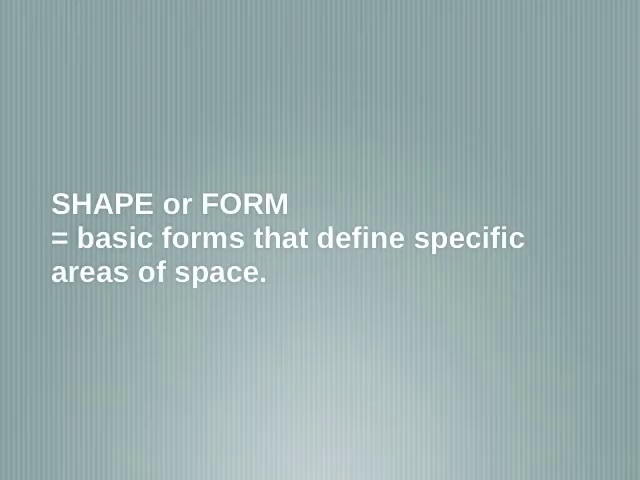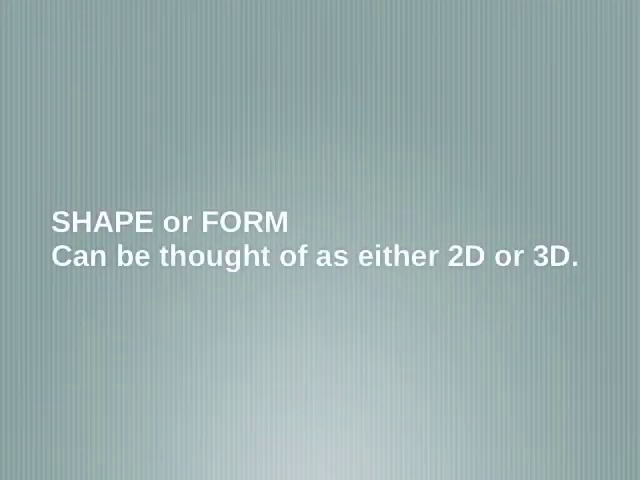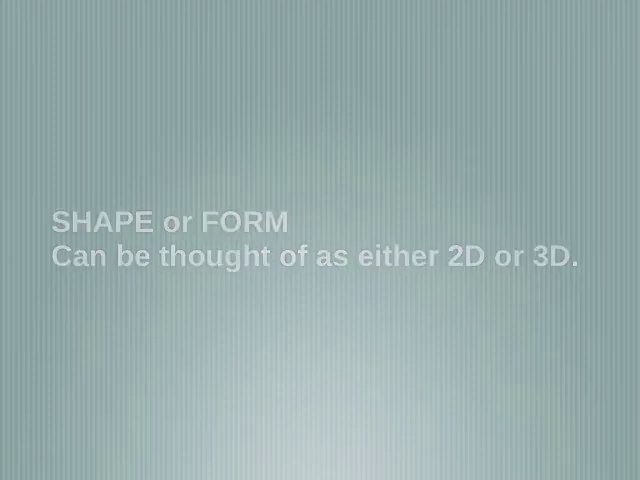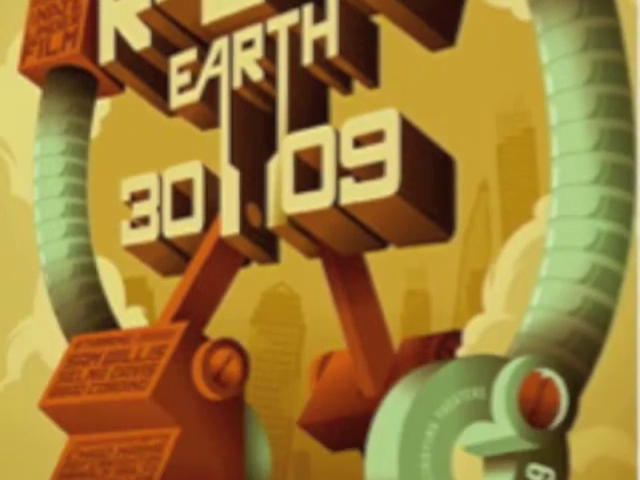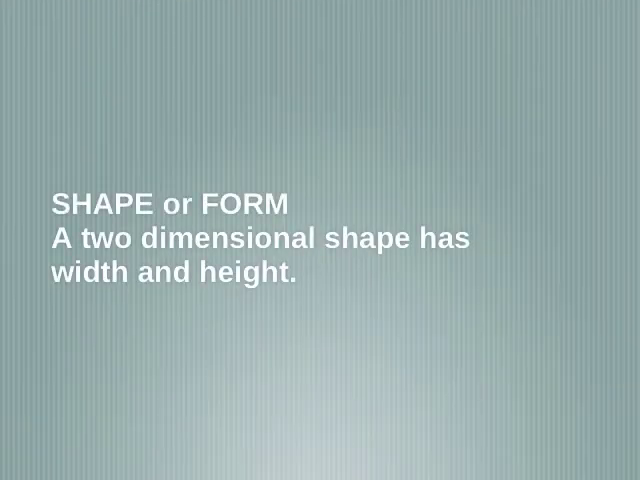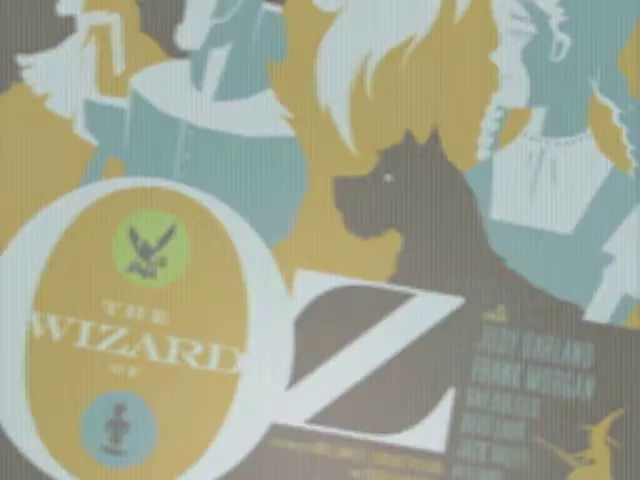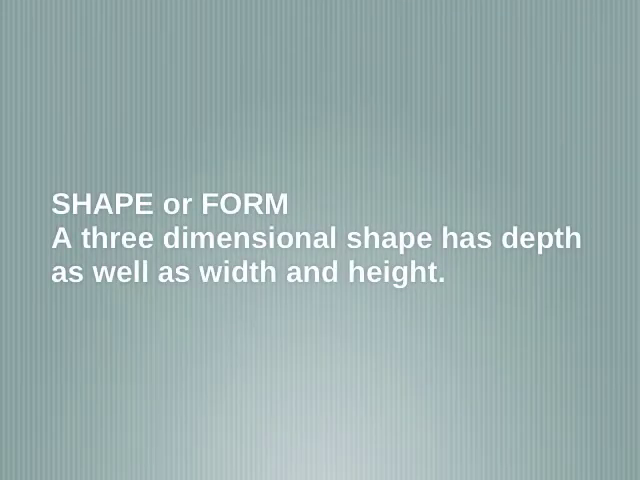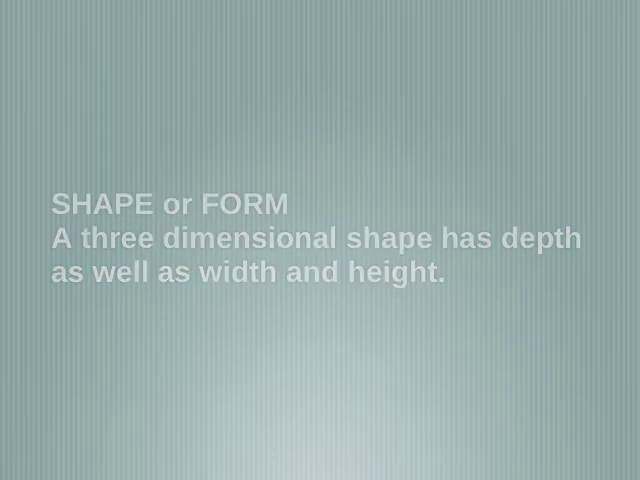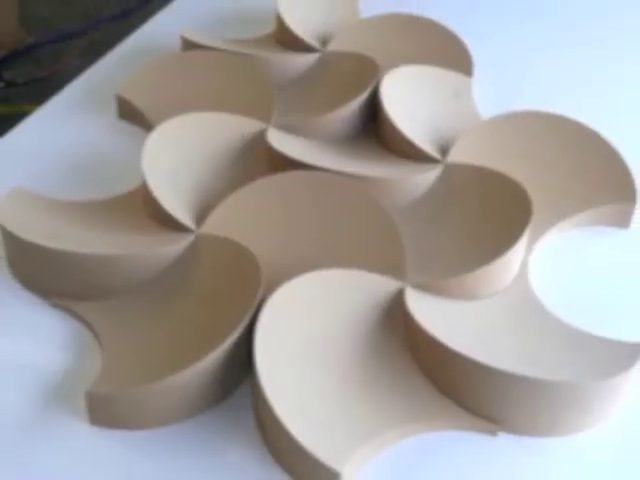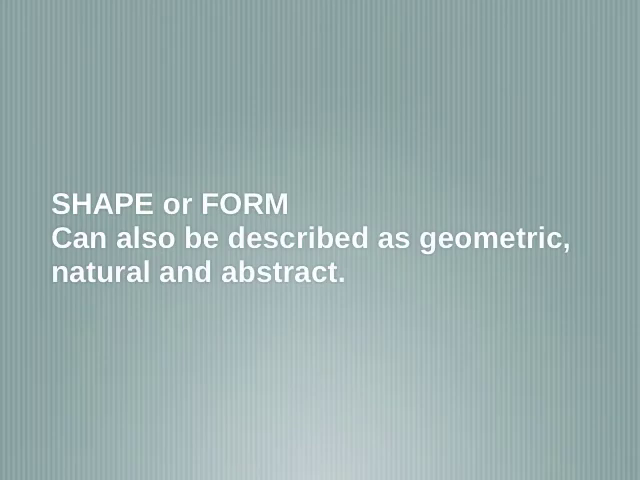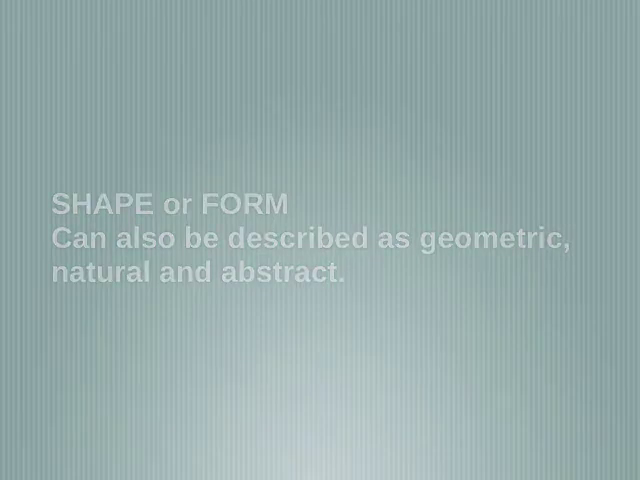Shape or form. Shapes are the basic forms that define specific areas of space. Shapes can be thought of as either two-dimensional or three-dimensional. A two-dimensional shape has width and height. A three-dimensional shape has depth as well as width and height. Shapes, or forms, can also be described as geometric, natural, and abstract.